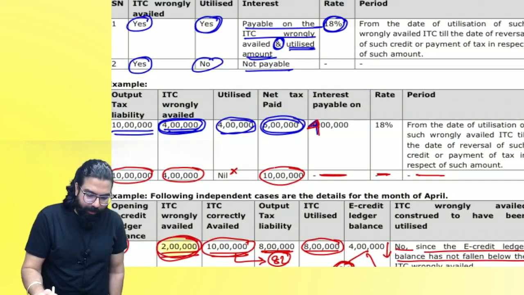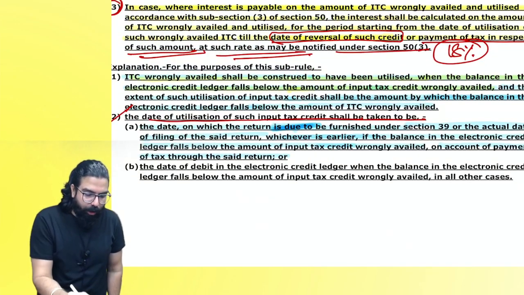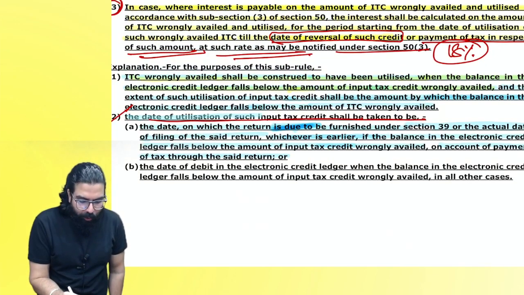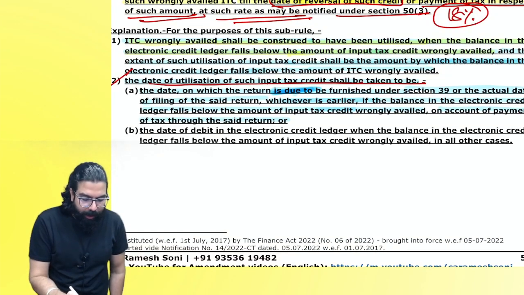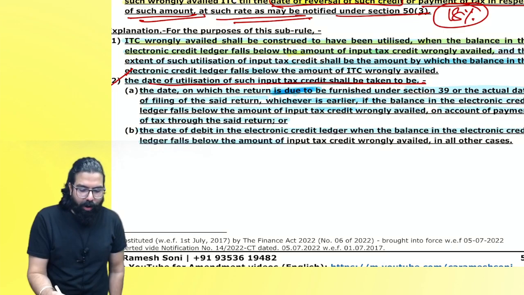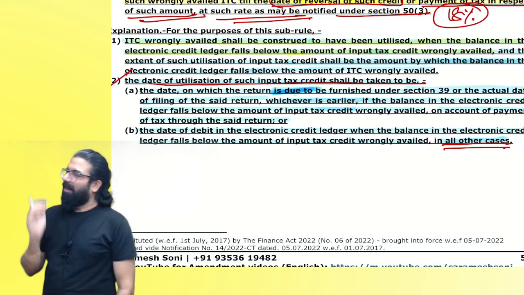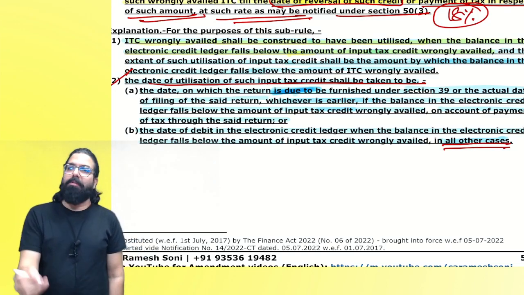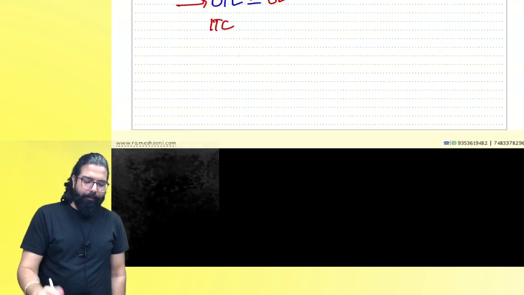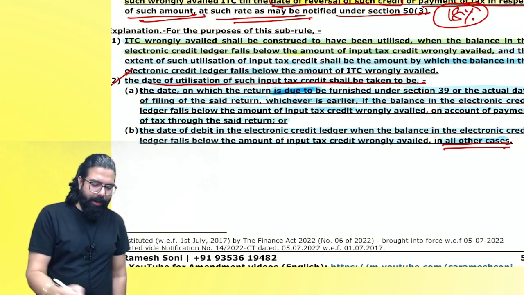Everyone, now listen. The next one says the date of utilization of the credit shall be taken to be the date of debit in the e-credit ledger when the balance in the e-credit ledger falls below the amount of ITC wrongly availed in all other cases. What is all other cases? How do I explain? I'll tell you. Everyone listen, for an example.